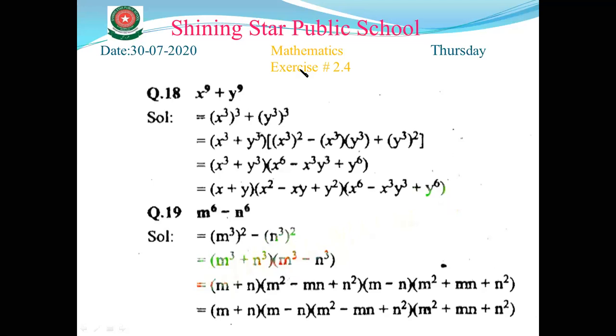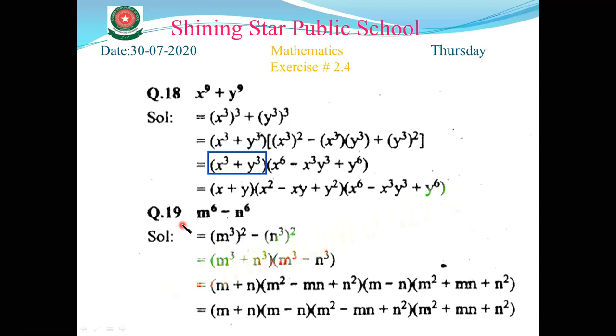Here x cube and y cube means a cube plus b cube. A cube plus b cube is equal to a plus b, a square minus ab plus b square. So according to the formula, we write x plus y, x square minus xy plus y square. This bracket still remains the same.